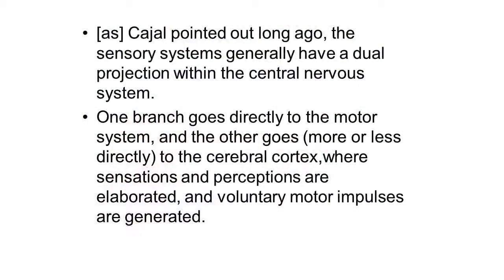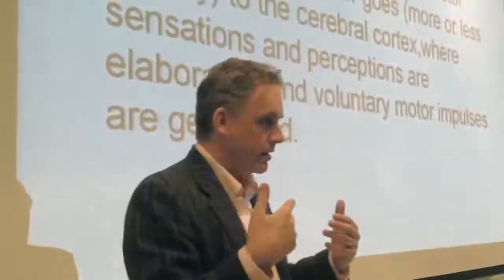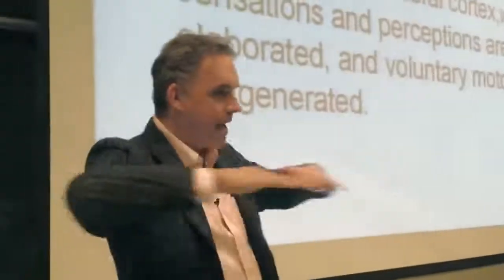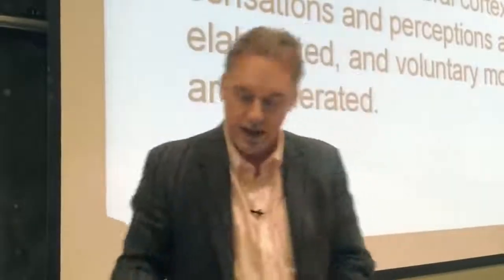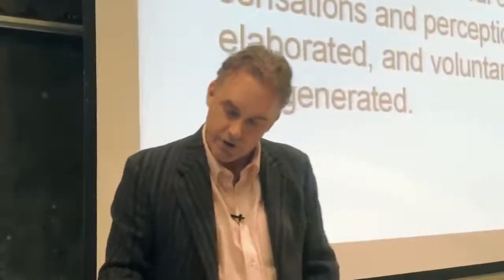Ramón y Cajal was like the world's greatest neuroanatomist. He was the guy who really established the field, and did a tremendous amount of investigation into the fine structure of the brain, like 110 years ago, a long time ago. And he pointed out that sensory systems have a dual projection within the central nervous system. I told you guys about blindsight already, and the fact that your eyes map onto different levels of the hierarchy of sensory input and motor control. Cajal basically outlined the circuitry for that.